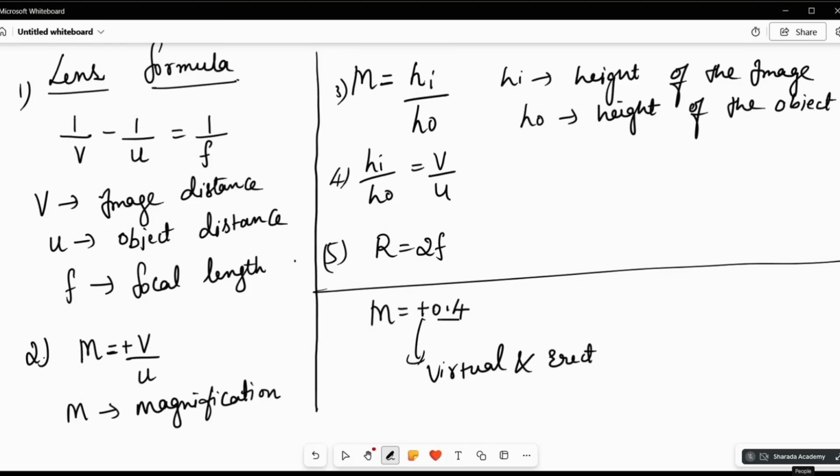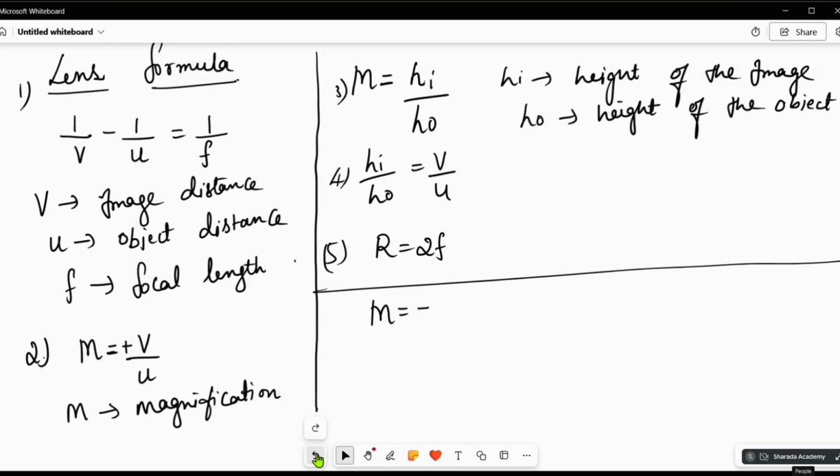If the value is less than 1, say 0.4, it is a diminished image. So you have to take the value separately and the sign separately. If it is plus, it is virtual and erect. And whenever the value is 0.4, that is less than 1, then what does it indicate? It indicates a diminished image. So you can write a note.